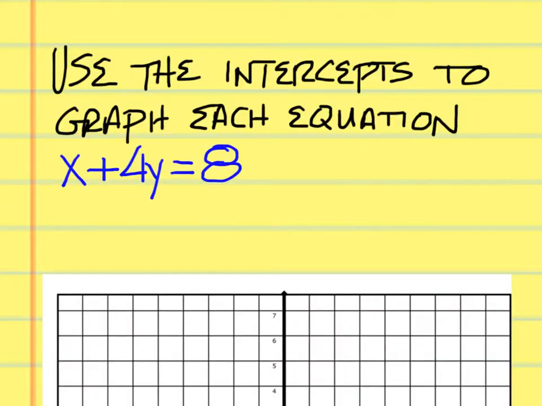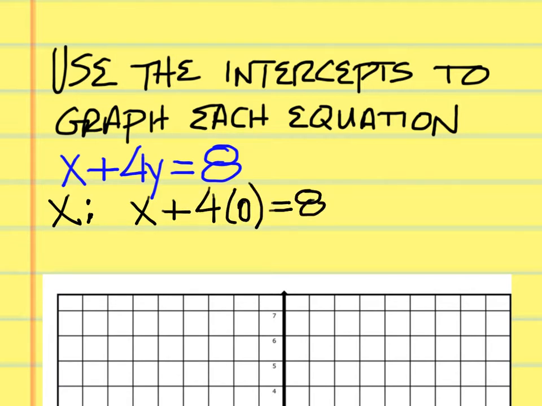Even though it's a graph, it's really simple. Use the intercepts to graph each equation. So in other words, you want to find where it crosses the x-axis and the y-axis. Make those two dots, and then draw your line. Here's how you find the x and y intercepts. If I want to find the x-intercept, I will plug 0 in for y and then solve it.